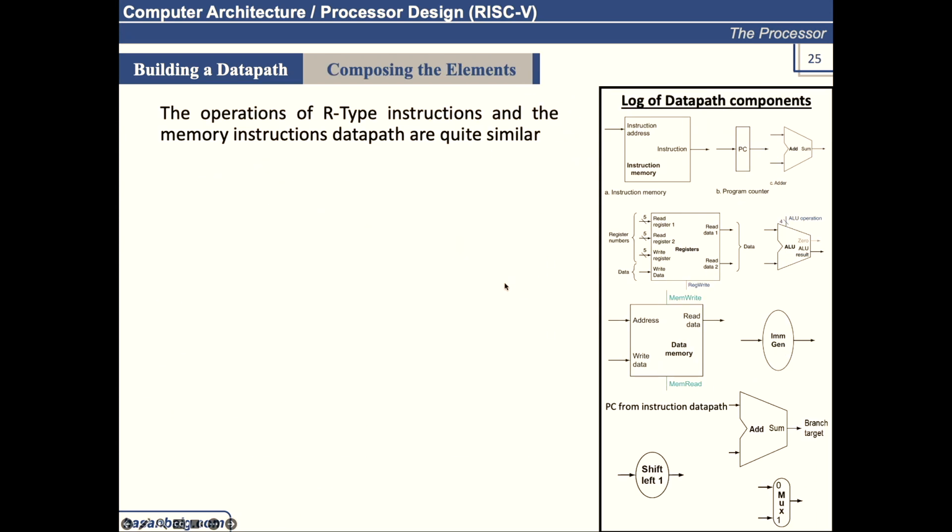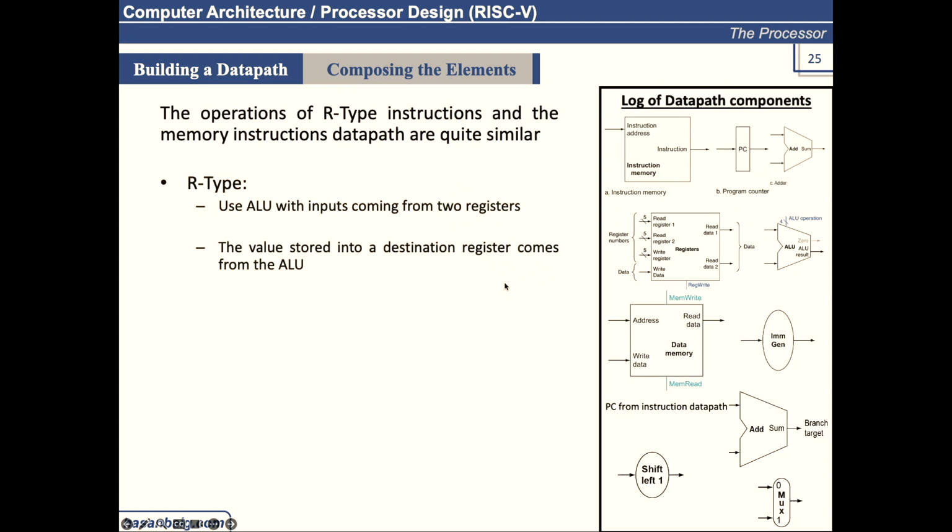So now we need to compose the elements. R-type instructions use the ALU with inputs coming from 2 registers, and the value stored in a destination register comes from the ALU. Do you guys agree? In the case of an R-type instruction, a register instruction, where do the operands come from? Both operands come from the register file. Okay, both operands are registers.